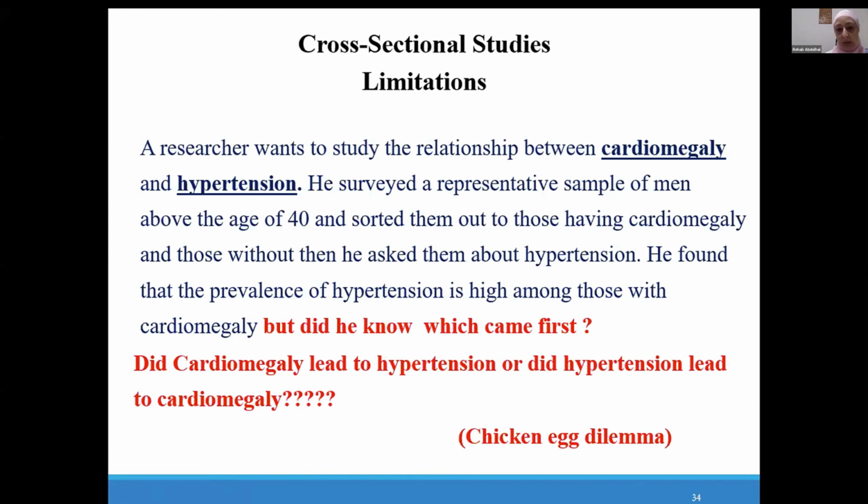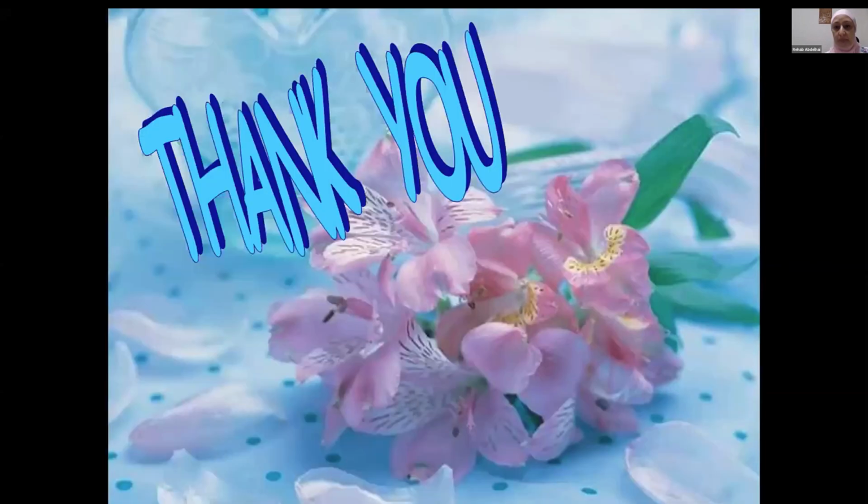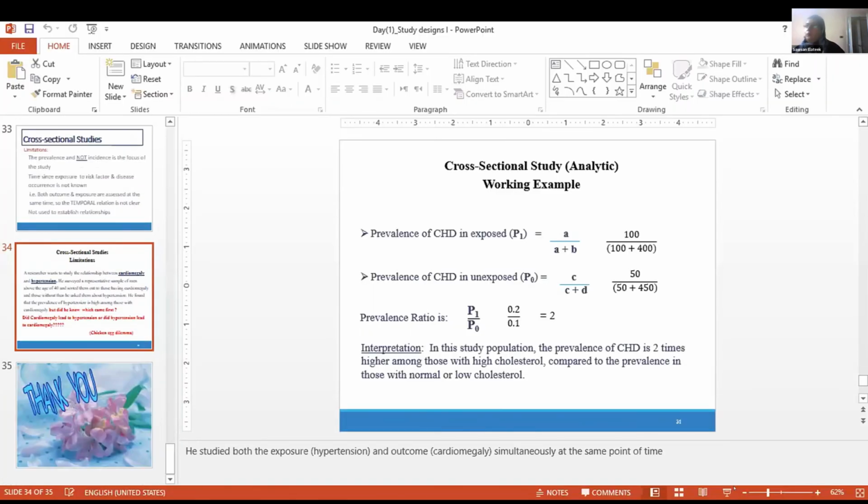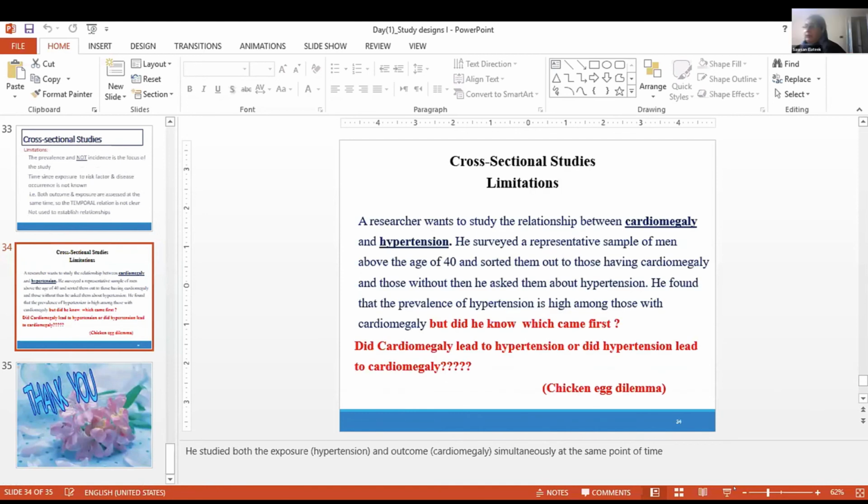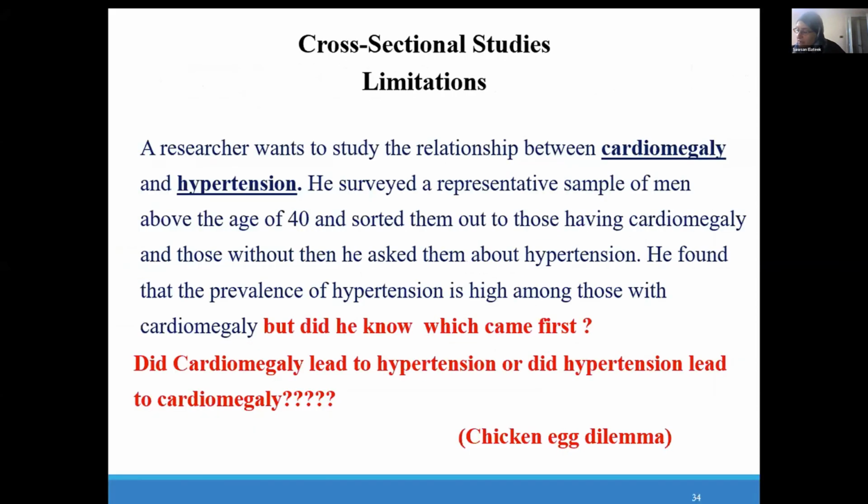I'm done with my presentation. Doctor, can I have a question, please? Yes, please. Can you go back to the last slide about cardiomegaly and hypertension? Oh, yes, one moment. Here you go. Yes. As far as I know, the term cardiomegaly means an enlarged heart, right? Yes. Okay.